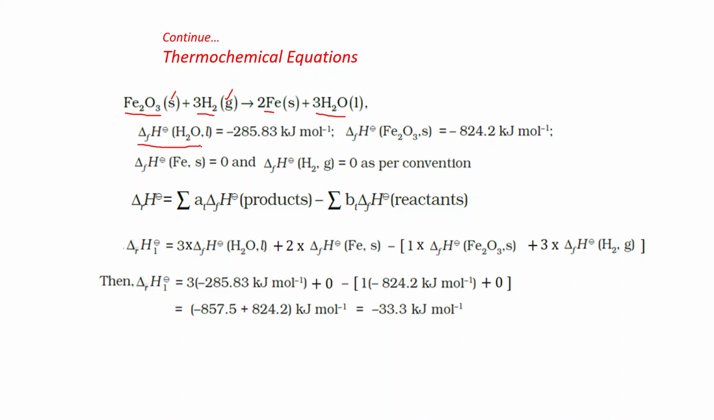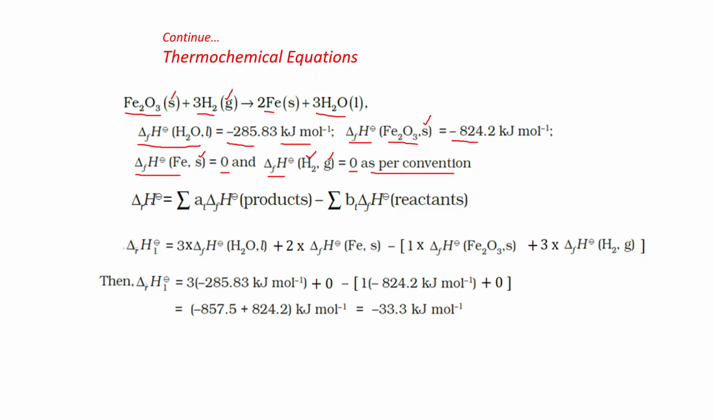Standard enthalpy of formation of water in liquid state is minus 285.83 kilojoule per mole. Standard enthalpy of formation of Fe2O3 in solid state is minus 824.2 kilojoule per mole, and the standard enthalpy of formation of iron in solid state is 0, and that of H2 in gaseous state is 0 as per convention. Remember it, in the elemental state, for each element, standard enthalpy of formation is taken as 0 by convention.